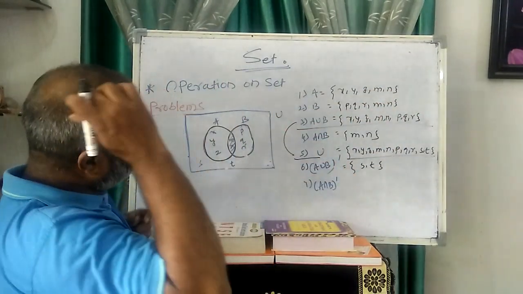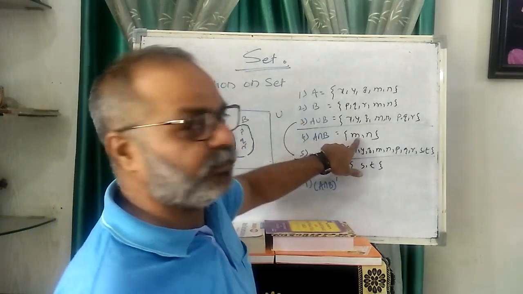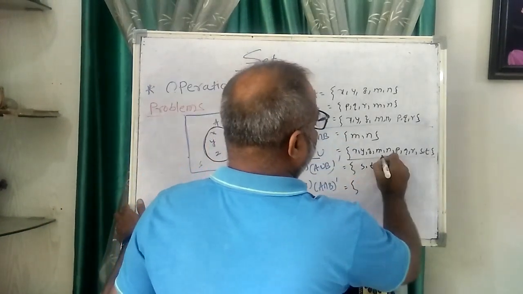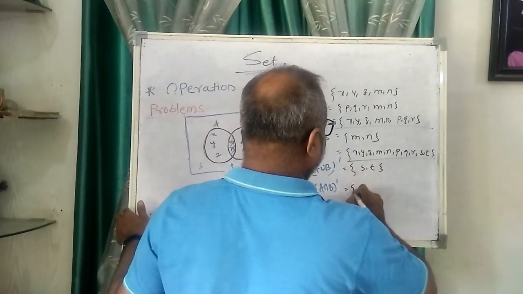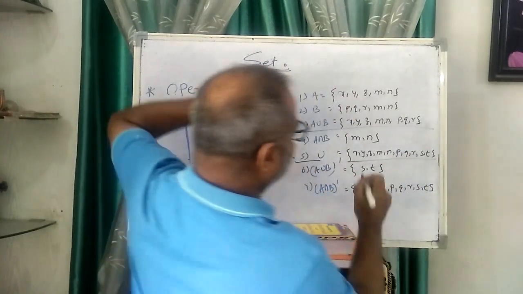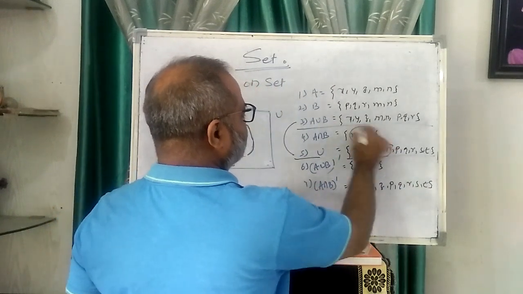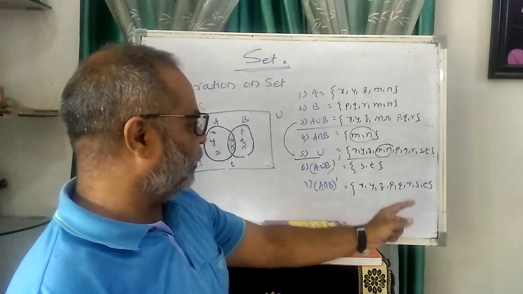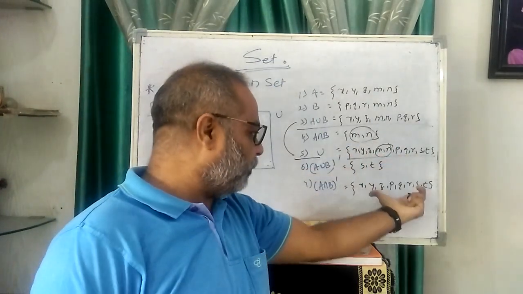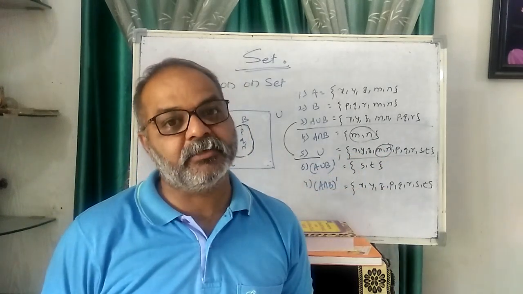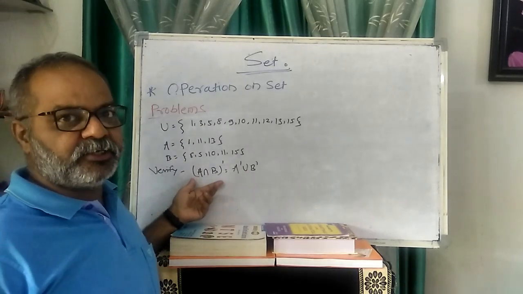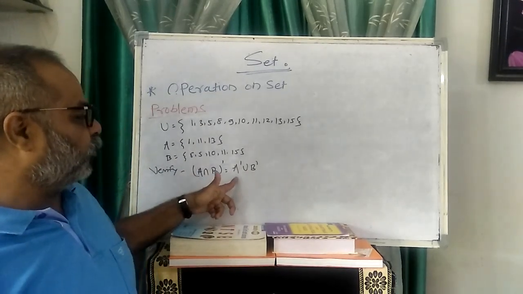Next we find A intersection B. A intersection B is M, N. Deleting those elements from U, with M, N deleted, what do you get? X, Y, Z, P, Q, R, S, T. Because this is the common element, when you take the complement we are deleting the element of the intersection from U. So the remaining elements we write as A intersection B complement.